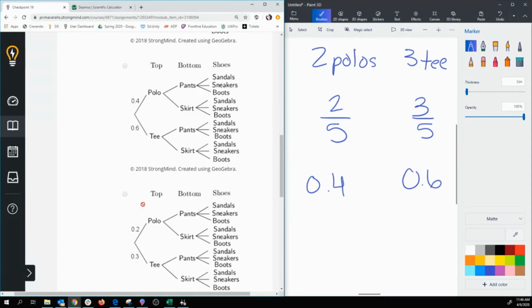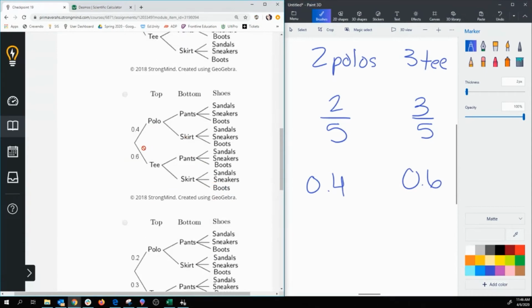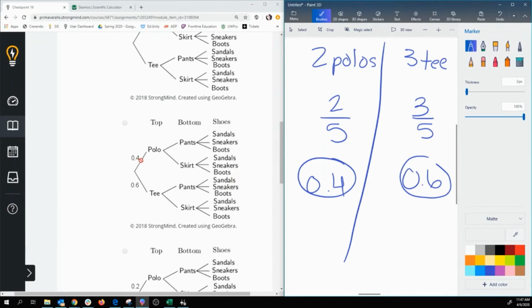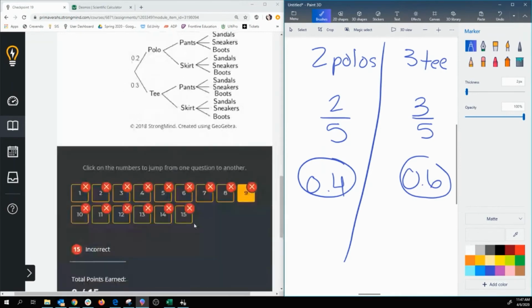So when I'm looking at my tree diagram, I want to pick the tree diagram that has a 0.4 for polo and a 0.6 for t-shirts. Because for polos here, she has a 0.4 chance, and for t-shirts, she has a 0.6 chance. So Dawson, does this make sense as to why we're putting those numbers on those branches? Perfect. Okay. So again, we want to pick the 0.4 and the 0.6 option here.